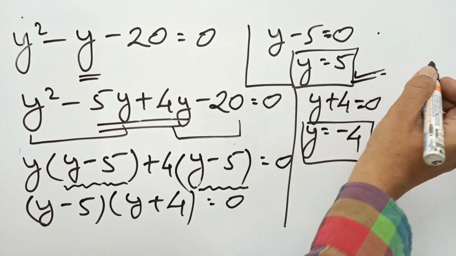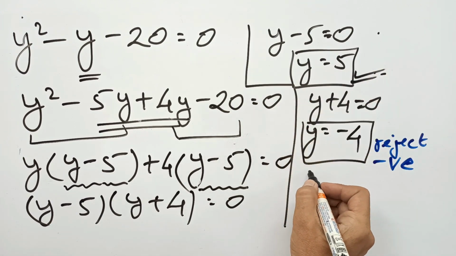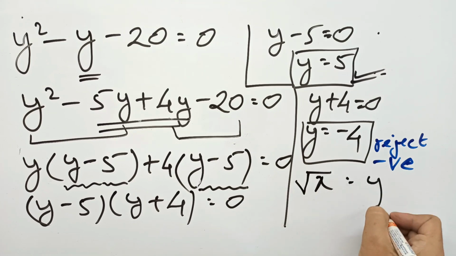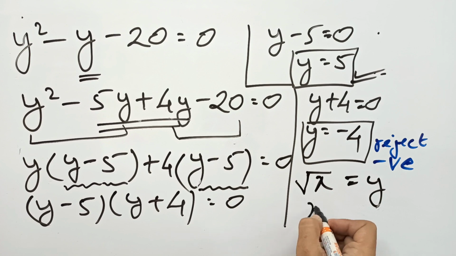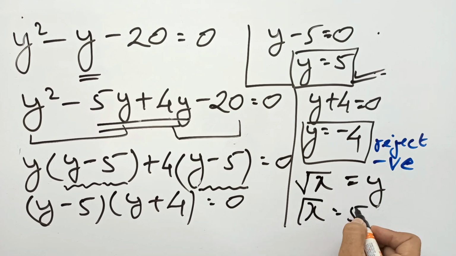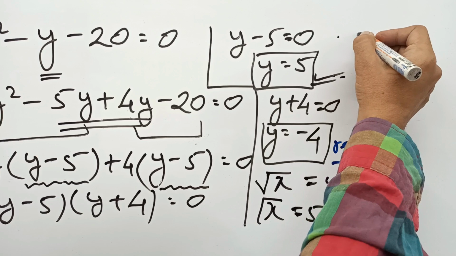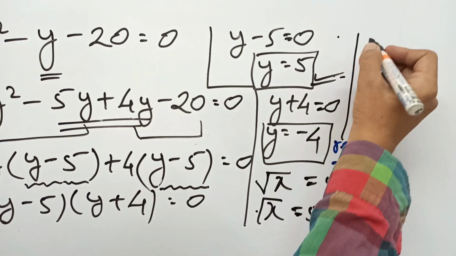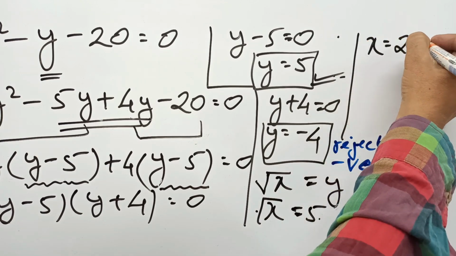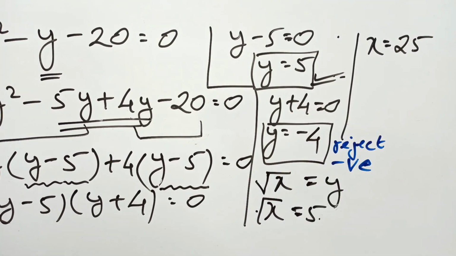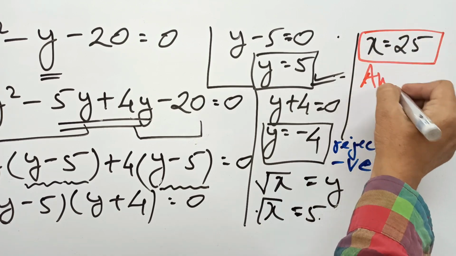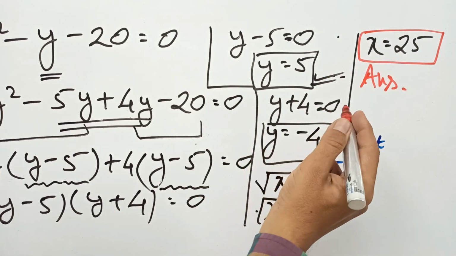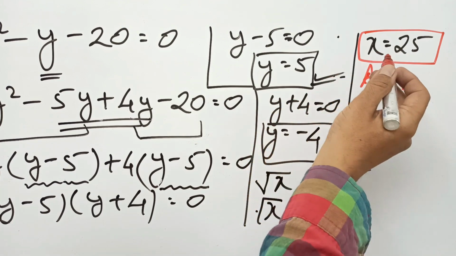Now let us come to the x. We initially supposed root x is y. So in place of this y, we will put 5. To get the x, let us square both sides. So x will be 25. Initially we supposed our number is x, therefore the answer is 25. हमने शुरू में x को सपोज किया था नंबर, तो इसलिए आंसर हमारा आ गया 25.